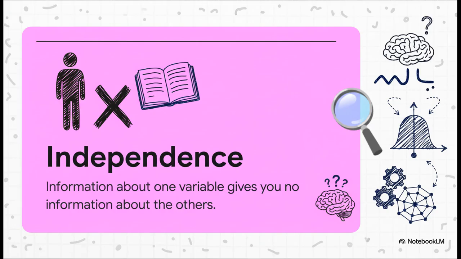Now, when we say independence, we mean something very, very specific. It means the probability of one variable being a certain value gives you zero information about the others. Knowing someone's height gives you no clues about what their test scores are, for instance. But of course, in the real world, things are often connected, which brings us to our next incredibly powerful tool.